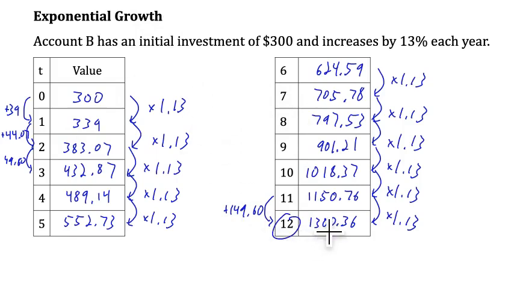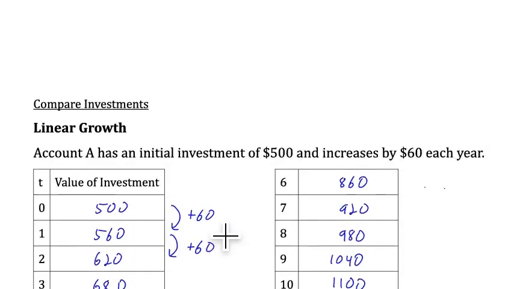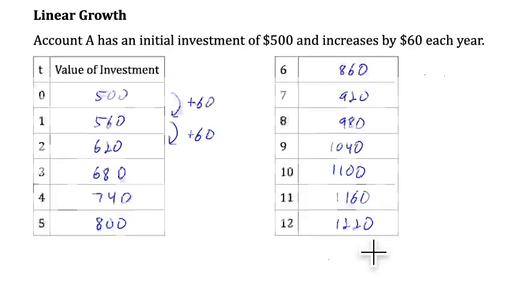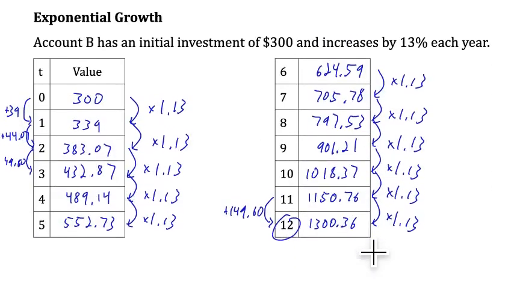If we go back to the linear growth investment, account A started with more money in it, but after 12 years, that was the first year where it had less money than account B. And as this investment continues, this rate of change is going to keep increasing by more and more as we multiply by 1.13. So in year 12, account B catches up and passes account A.